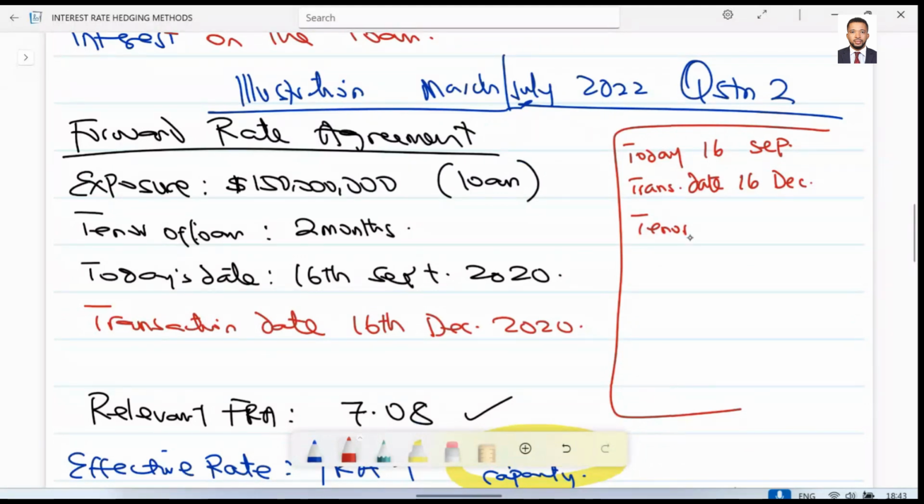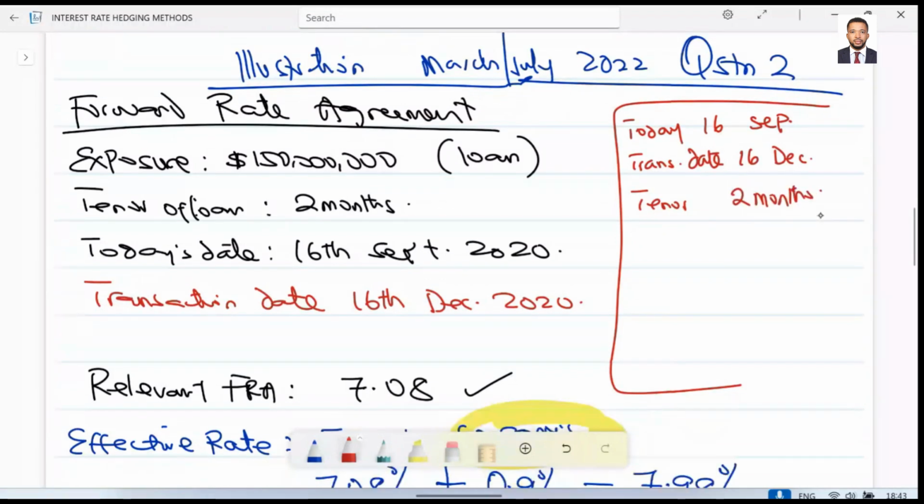What is the tenor of the loan? The examiner told you the tenor of the loan. The tenor of the loan is 2 months. A 2-month loan. So remember your relevant FRA. I said it's quoted as A versus B. A is the time from now till transaction date. B is the tenor of the loan.